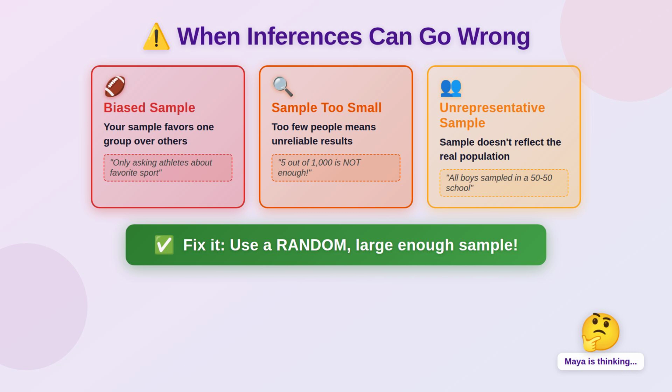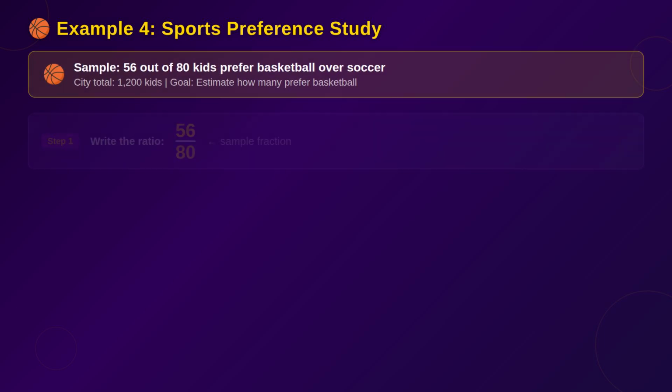Second, a sample that's too small. Asking only 5 people out of 1,000 won't give you a reliable picture. Third, the sample needs to match your population. If your school is 50-50 boys and girls, your sample should reflect that too. But statisticians always think about whether their sample is truly representative.